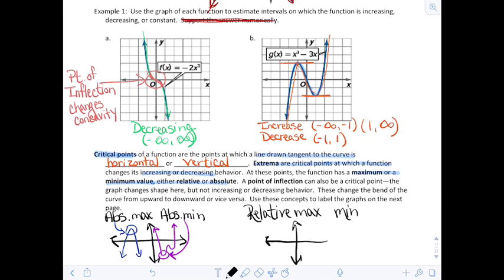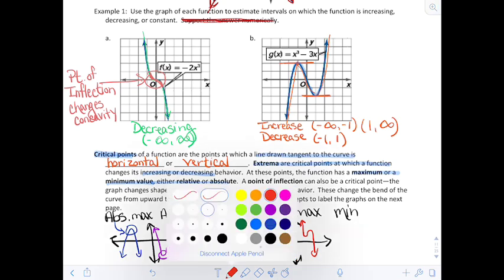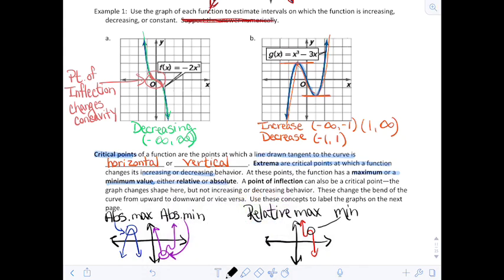Let's put a graph on here. Let's look at a cubic. So as we look at this sketched cubic function, this would be here a relative minimum. It is not the lowest point on the graph, but it is relatively a low point. It's where it changes from decreasing to increasing. So it's a relative min. This value right here, this peak, would be a relative maximum.